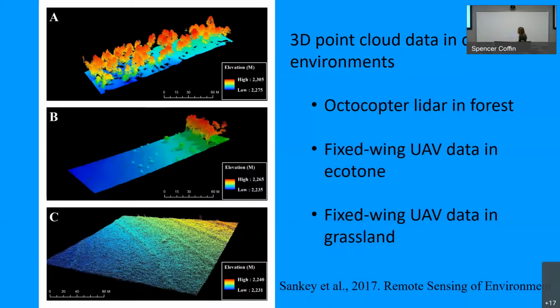Okay, so these are some examples of the LiDAR point cloud data in different environments. In the top panel, I show the same image that we just looked at in a forested environment. In the middle panel, I show the LiDAR octocopter data in a forest grassland ecotone environment. And then in the bottom panel, I show point cloud data in a grassland environment.